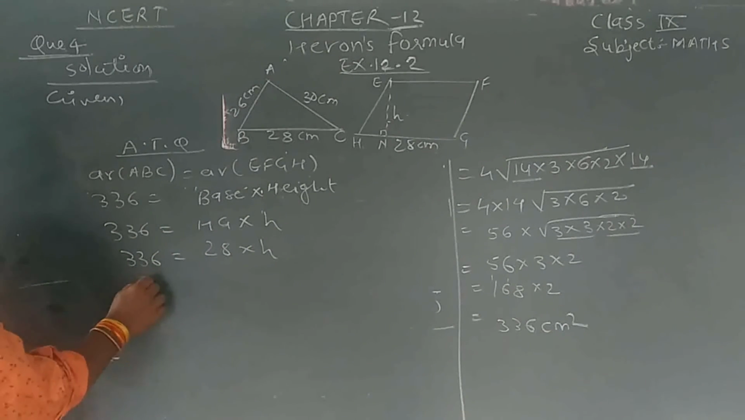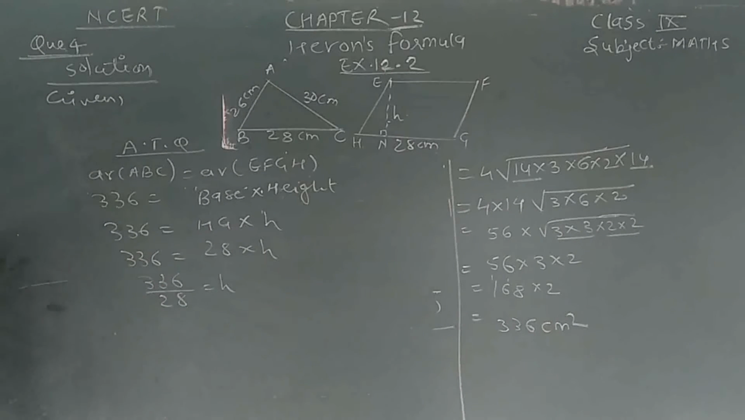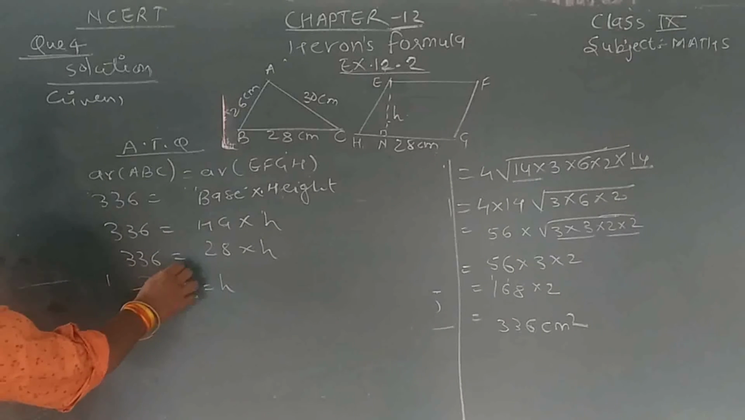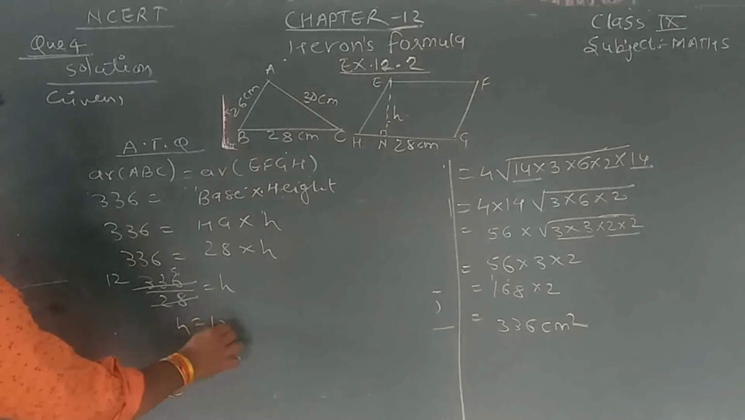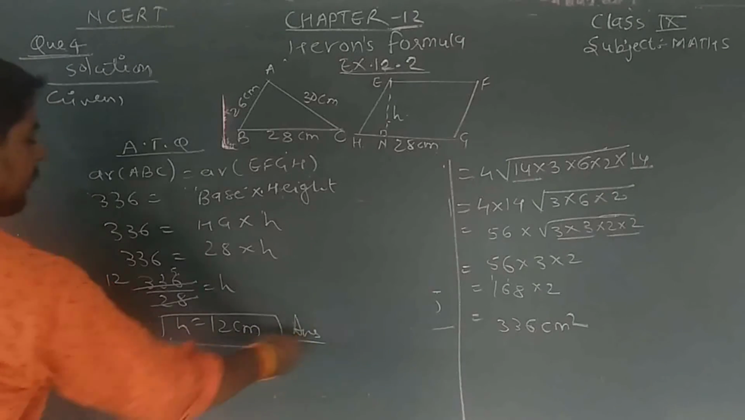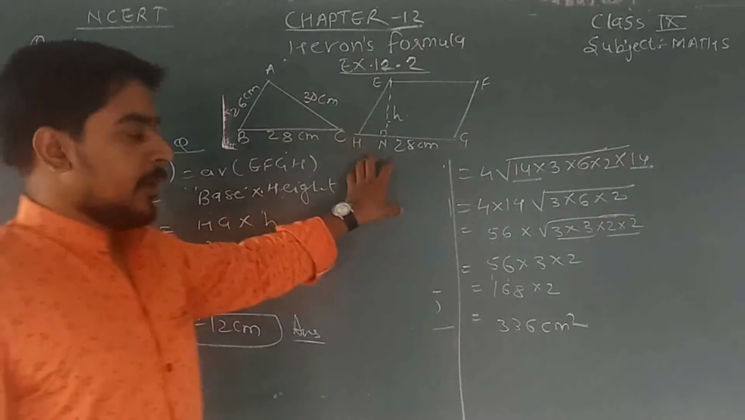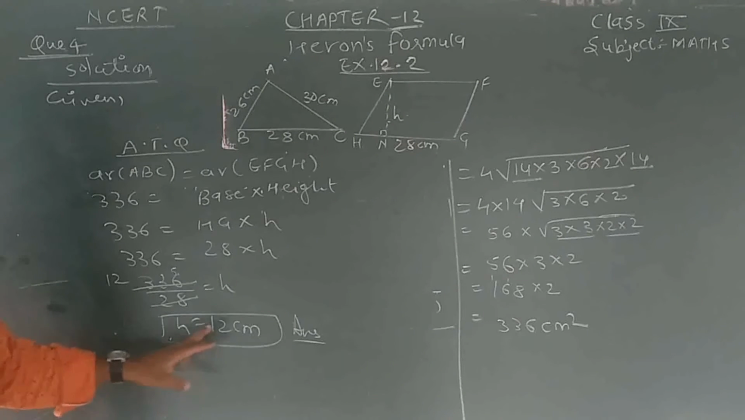So by that way, 336 divided by 28 we will get the height equal to 12 centimeter. That is the answer. It means that the height of the parallelogram will be 12 centimeter. So it's a very easy question. We will see the next question here.